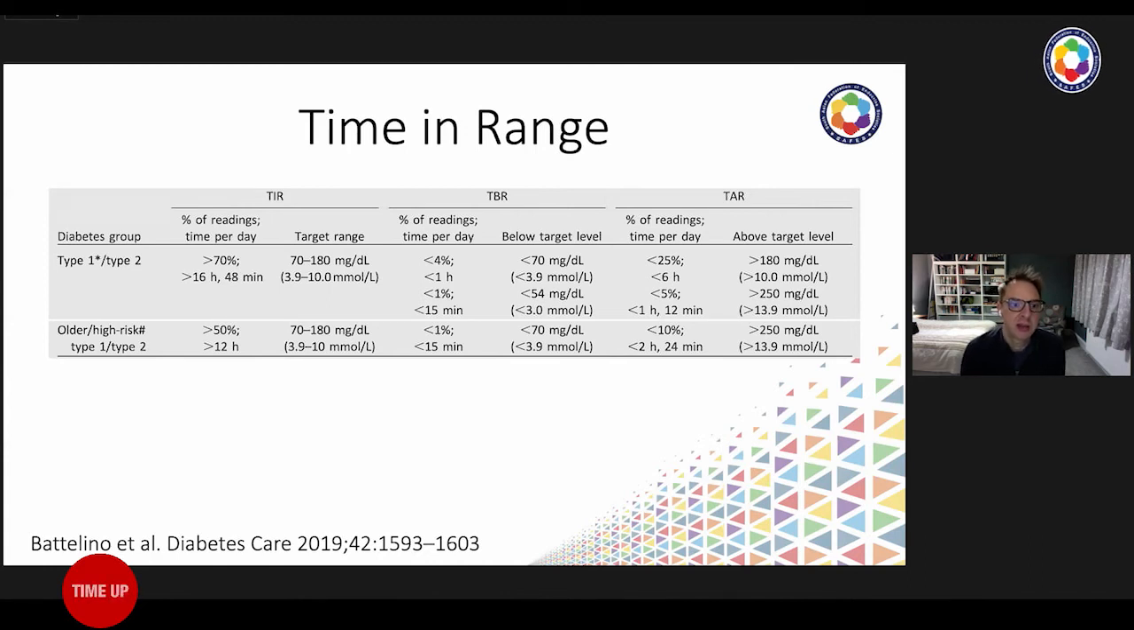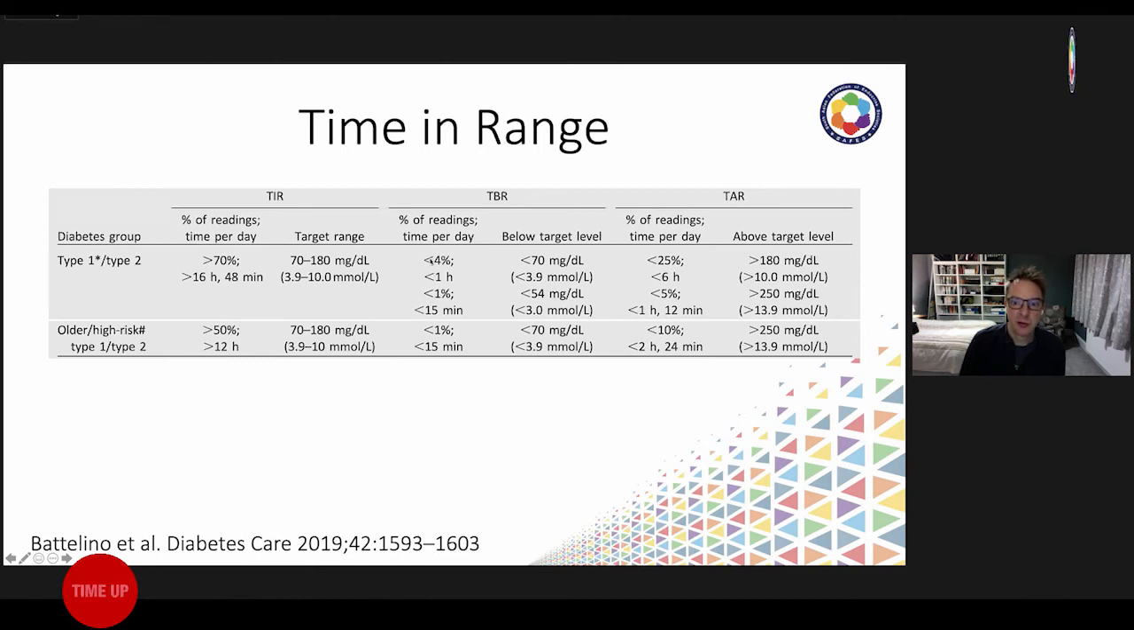So the targets that the same consensus gave us were that for type 1 and for type 2 diabetes, we should be aiming for greater than 70% time in range. So here, 70% time in range, which is equivalent to 16 hours, nearly 17 hours. And that is very close to an HbA1c equivalent of about 7%. In older or high risk people, that can be reduced to 50% time in range.